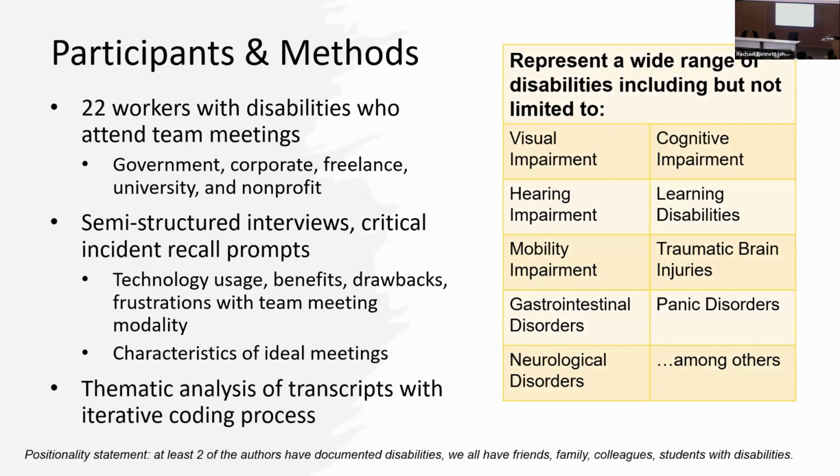And we wanted to get as broad a range of participants as we can. We know a lot of HCI work looks at visual impairment and hard of hearing, but a lot of other people remain kind of voiceless in this sort of research. So we are looking for possibility, not probability. So we're trying to get a wide range.